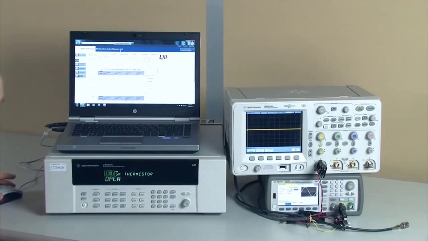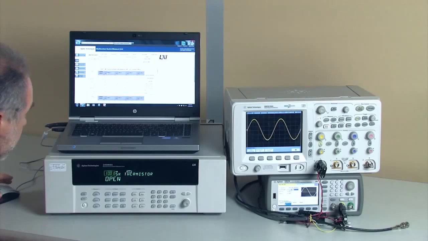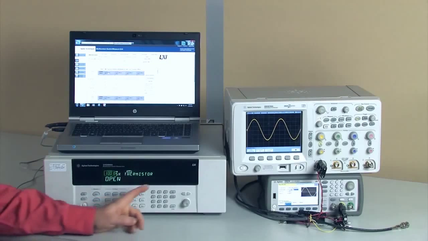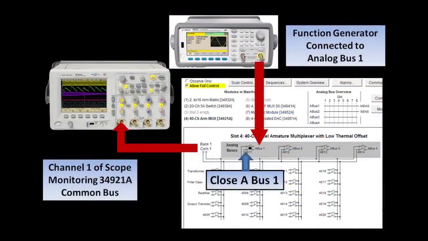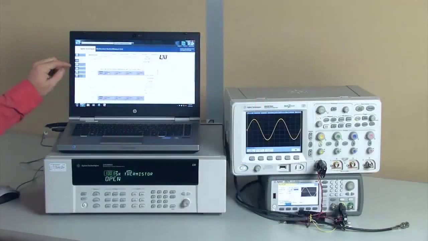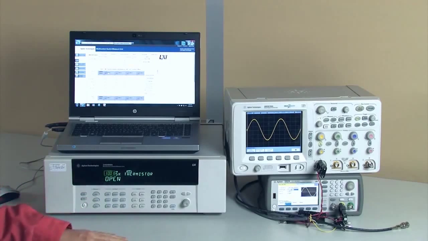So right now I'm going to close analog bus 1, and you can see on the oscilloscope that a sine wave has now appeared. Now that I have the sine wave on the analog bus, by closing any one of these 20 switches, I could route that sine wave to any one of those 20 positions. I've wired up a cable to switch number 5. I'm going to close switch number 5, and you'll see that the signal is now coming out switch 5.